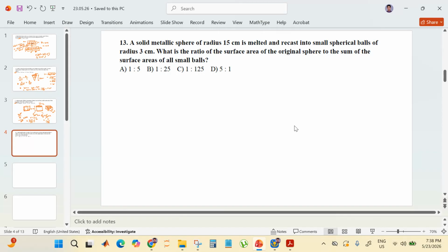A solid metallic sphere of radius 15 cm is melted and recast into small spherical balls of radius 3 cm. What is the ratio of the surface area of the original sphere to the sum of the surface areas of all small balls? Okay.